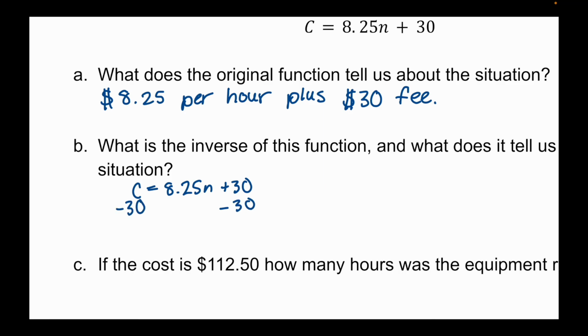I like to do PEMDAS, but in the reverse order when solving, right? So if we have adding 30, we're going to subtract it, dealing with our adding and subtracting first. So now we have c minus 30 equals 8.25n. That means now we're just multiplying by that 8.25. So to get n by itself, we're going to divide, which is the opposite of multiply. They're inverse operations. We're going to divide both sides by 8.25.